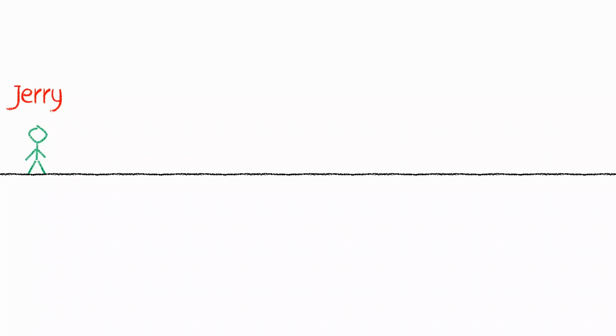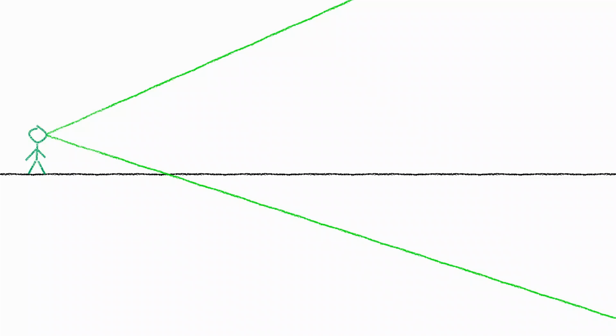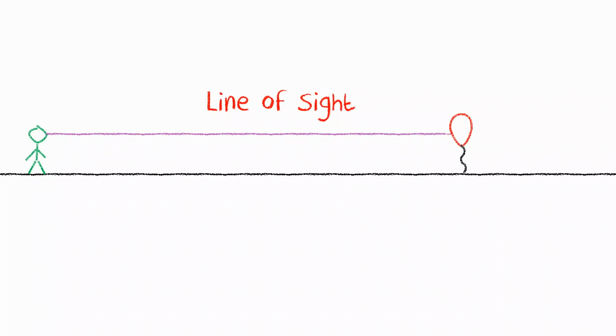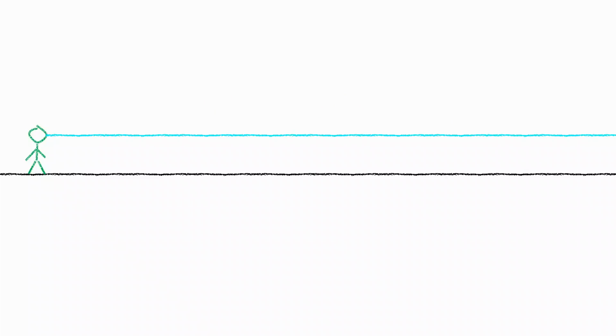This is Jerry. His eyes can only see so far upwards and so far downwards. This is called his field of view. When Jerry looks at an object, the imaginary line between his eye and the object is called his line of sight. When Jerry looks across a level plane, anything remaining equal height across the ground, this is called his eye level.